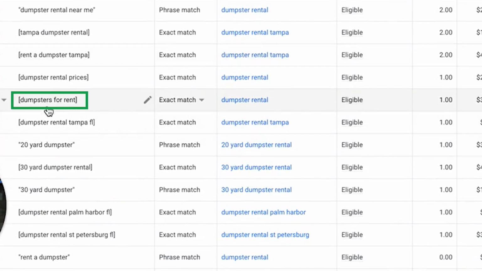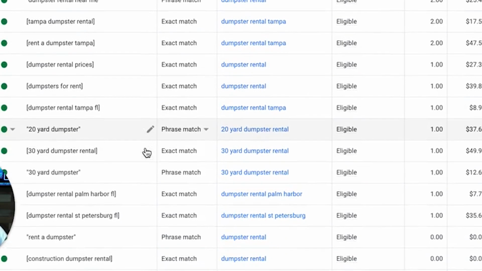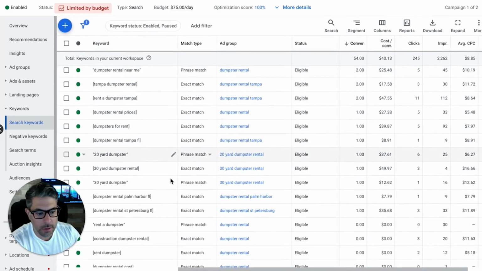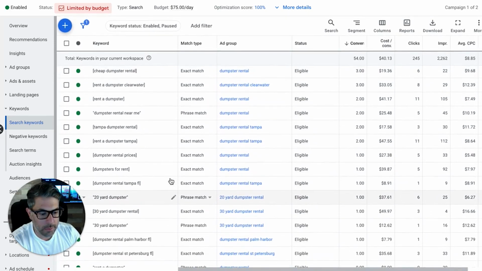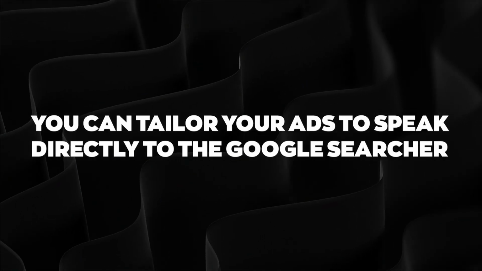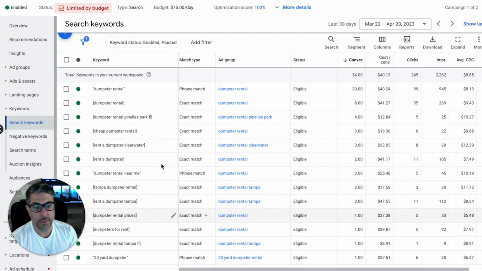And it's the same with all these down. Dumpsters for rent, dumpster rental prices, right? 20-yard dumpster. So easy campaign. They're a lot of fun to work on because the intent is just so great with these keywords because you know exactly why they're searching it. So you can tailor your ads to speak directly to the Google searcher. And I think that's always fun.